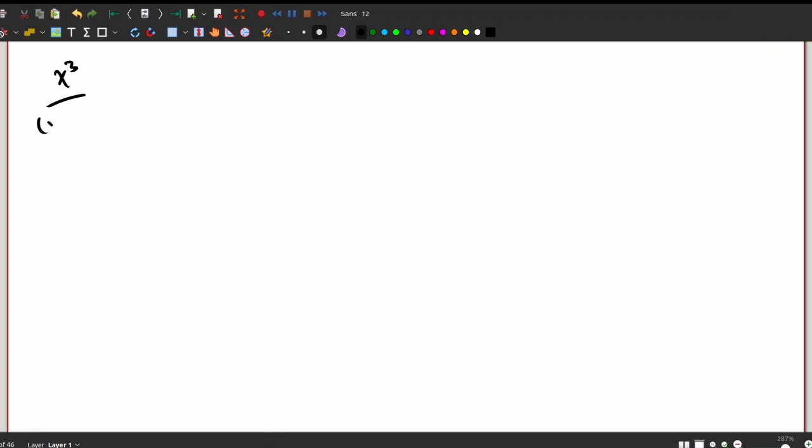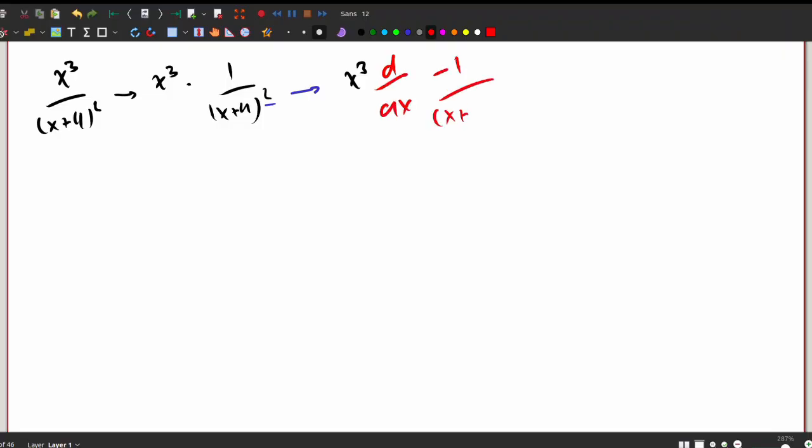This is x cubed over (x plus 4) whole squared. I'm going to do the same thing where I take the x cubed to the side, 1 over (x plus 4) whole thing squared. Now, because this is squared, it makes it a little more complicated, but remember, we can use our derivatives and antiderivatives to simplify this and make it look like something we're more familiar with. Therefore, I'm going to rewrite this as x cubed times d over dx of negative 1 over x plus 4.